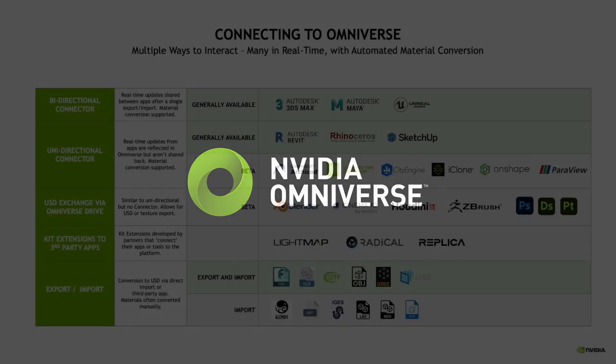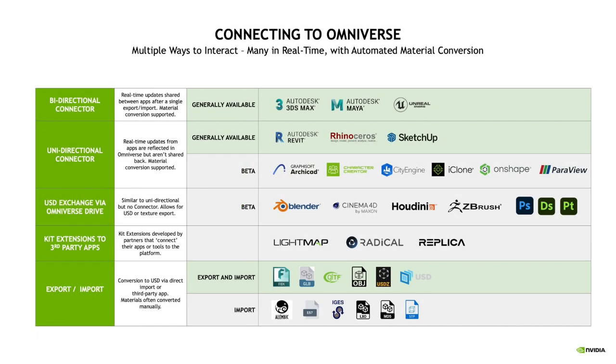I love watching the work of our customers. It's always so inspiring. You know, there are many ways to connect to Omniverse. You can create a bidirectional connector, which is an Omniverse connector, which does real-time updates shared between the apps after a single export and import. Material conversion is supported in that as well. There's a unidirectional connector, which allows for real-time updates from the apps that are reflected in Omniverse, but they don't get shared back to the application if material conversion isn't supported. But you can also do things like export to USD, and there's a number of companies that you see here. Plus, you can import a whole lot of different file formats that are listed below.